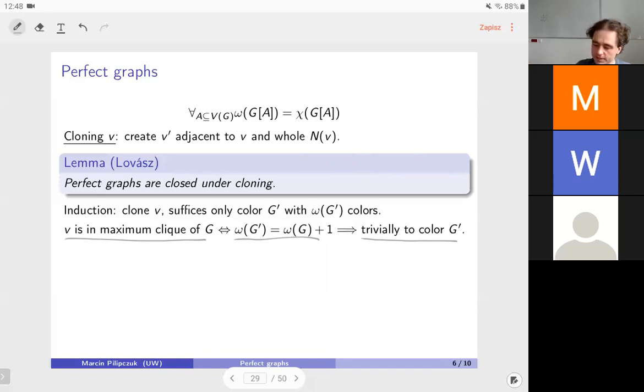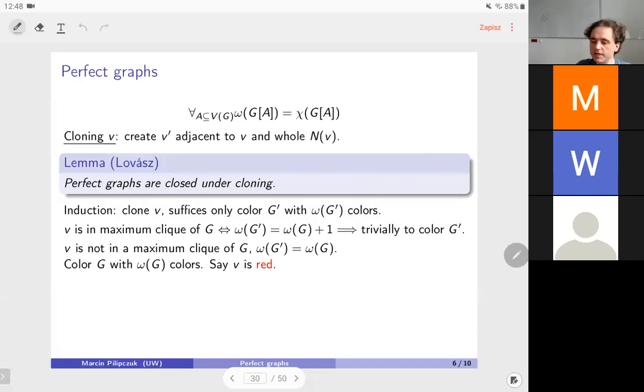The difficult case is when omega didn't grow, so you don't have an extra color. Then you have the assumption that V is not in any maximum clique of G. So we are cloning a vertex that's never in a maximum clique of your graph. How do we proceed? Well, we know that G is perfect, so we can color it with omega colors.